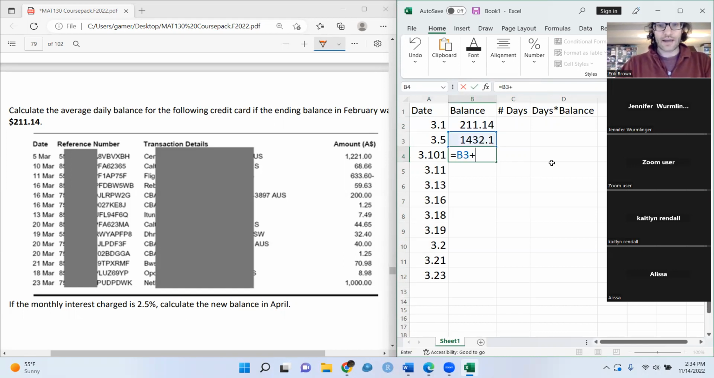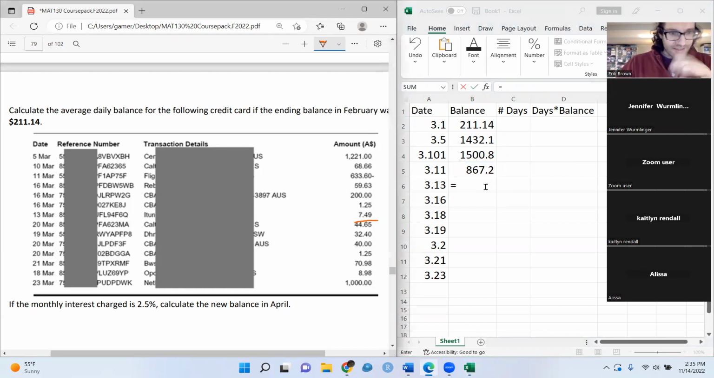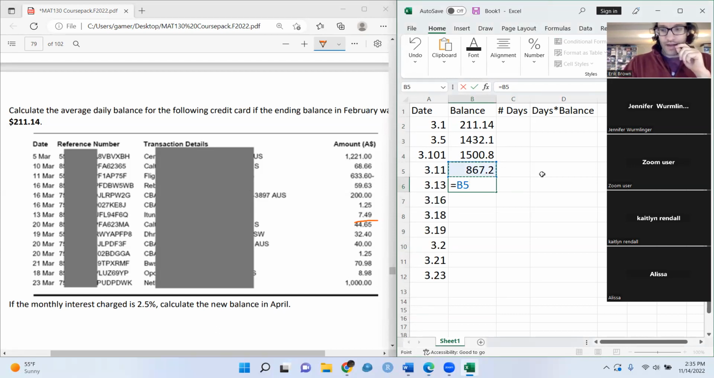On the 10th, we added another $68.66. On the 11th, we made a payment, so I'm subtracting the $633.60. Well, it looked like I was subtracting. On the 13th, we bought, oh, that's an iTunes. Let's not say this is my actual thing. We did this and we now added $7.49.